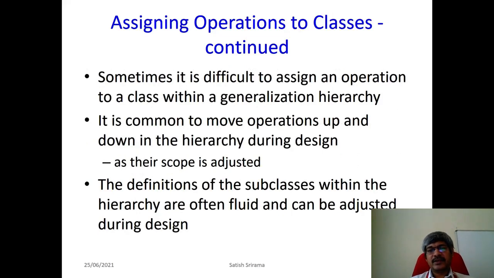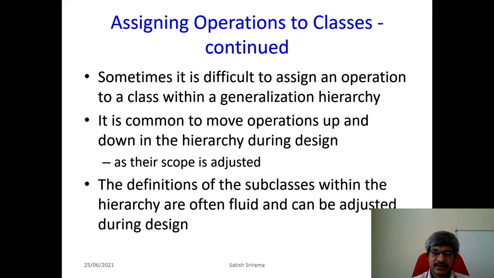But sometimes it is very difficult to assign an operation to a class. Especially when you are thinking in terms of a generalization hierarchy, whether you will put that operation in the superclass or the subclass, that will again be a complex problem. So it is very difficult to address. And during the design stages and the iterations, it is very common that these operations move up and down in this class hierarchy. It is very common, because as you are adjusting the scope of a particular class, the operations and so on will move across this generalization hierarchy.